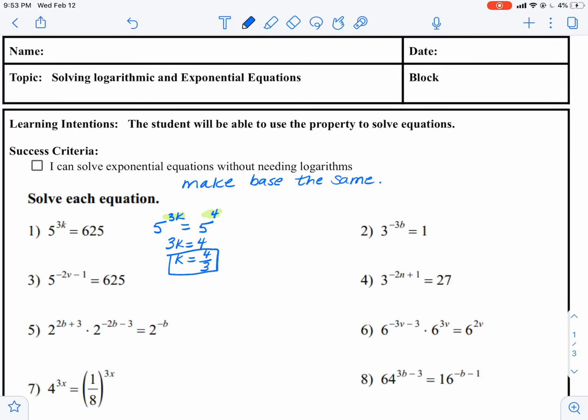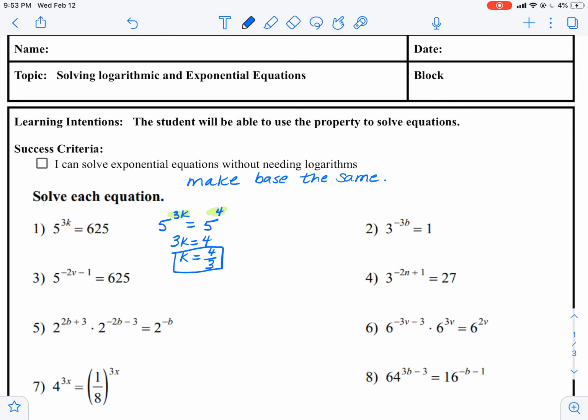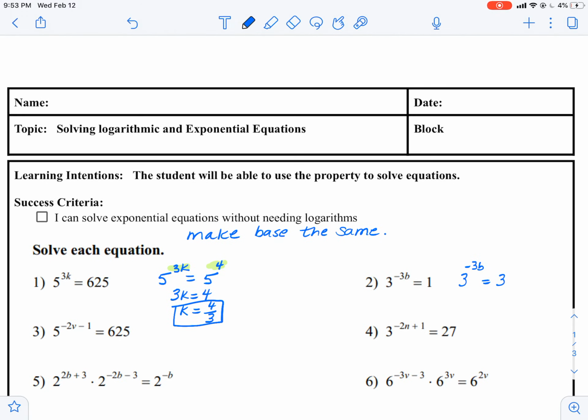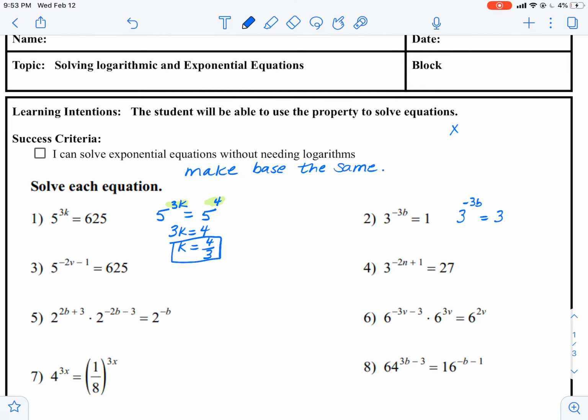I'll come over here to this other side, number 2. So 3 to the negative 3b equals... But what would I write 3 to the power of to get 1? Well, the rule we're remembering here is that anything to the 0 power is 1. So I could write 1 as 3 to the 0.